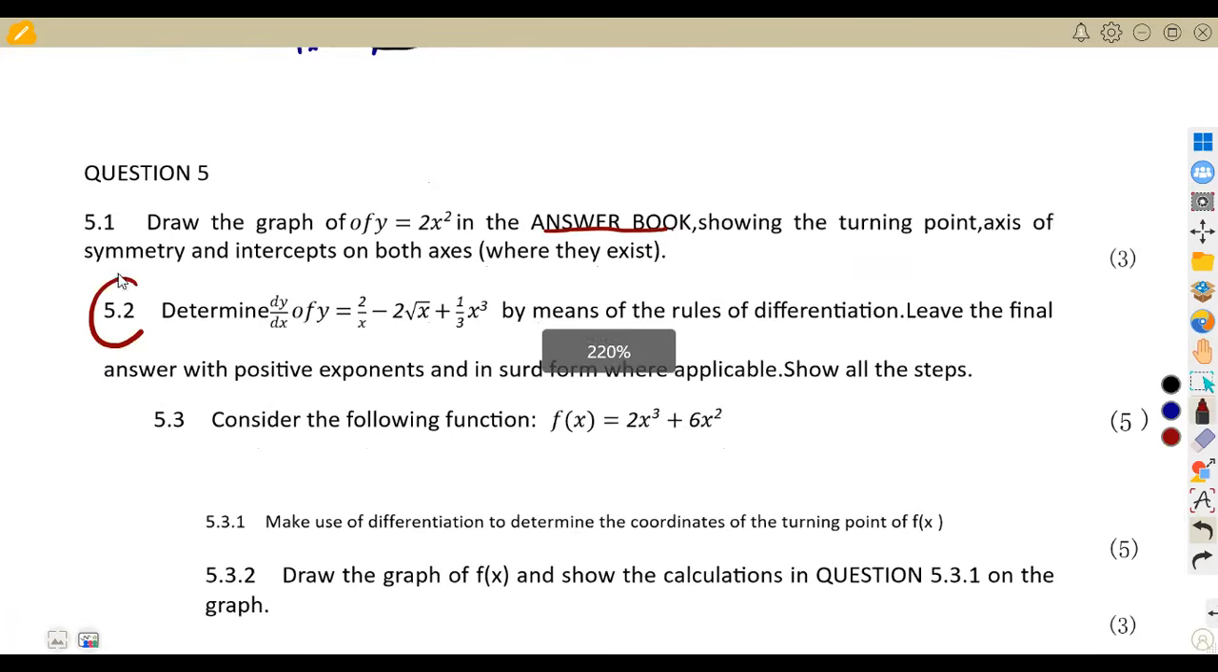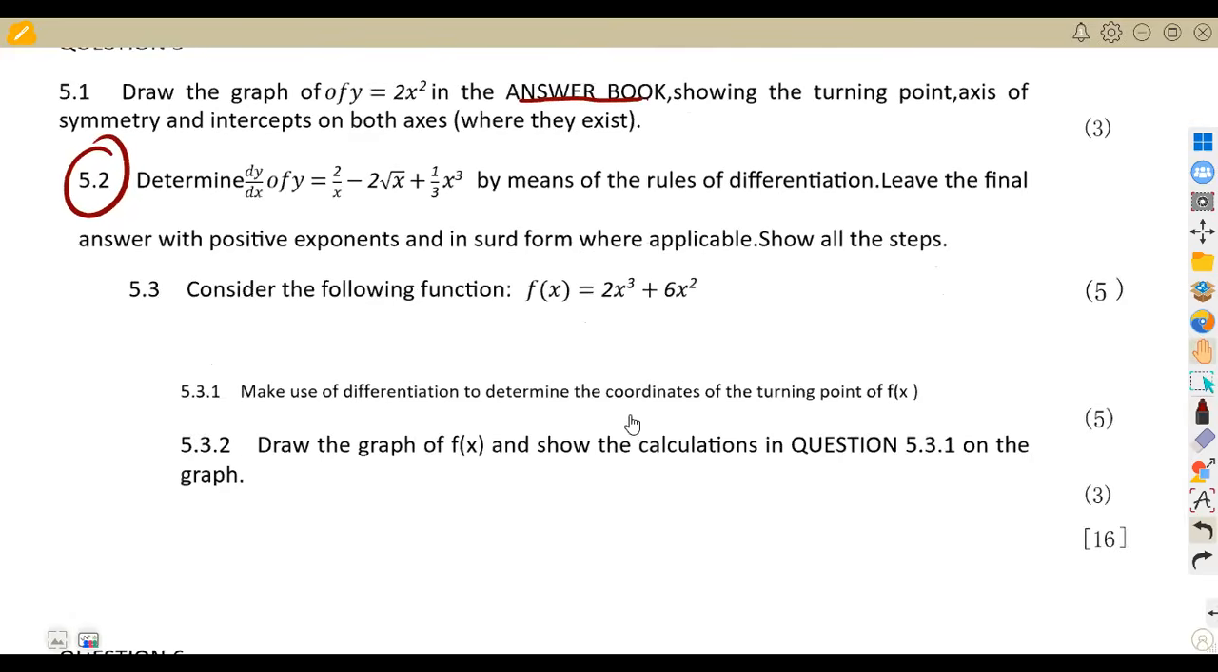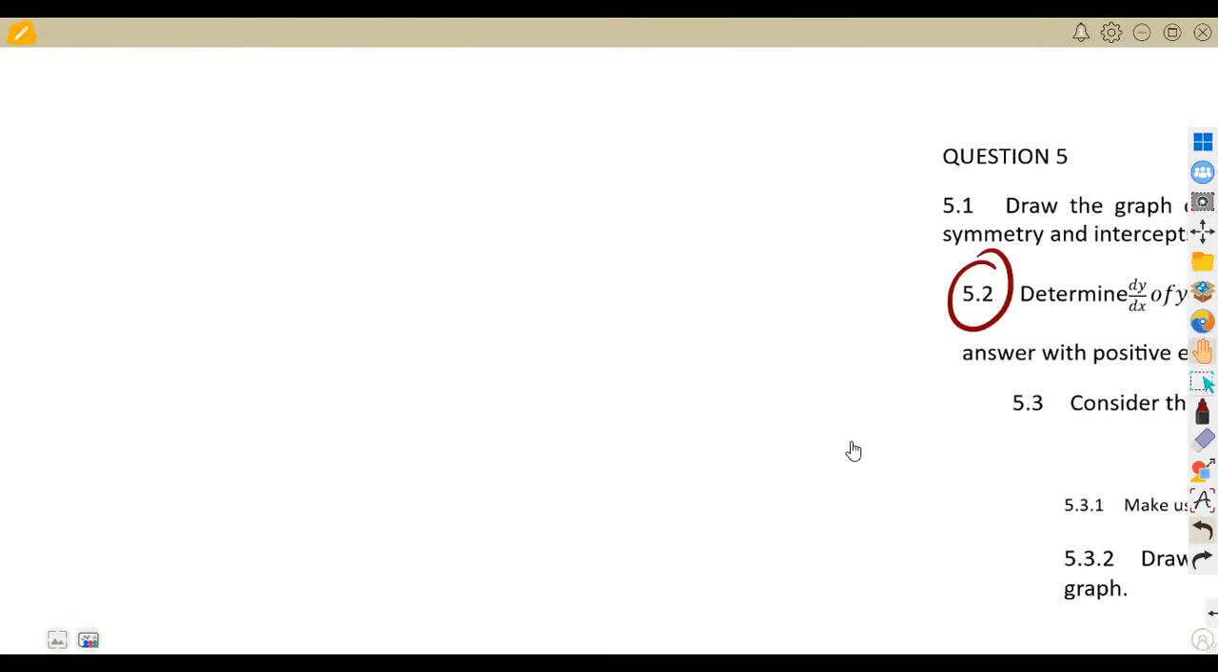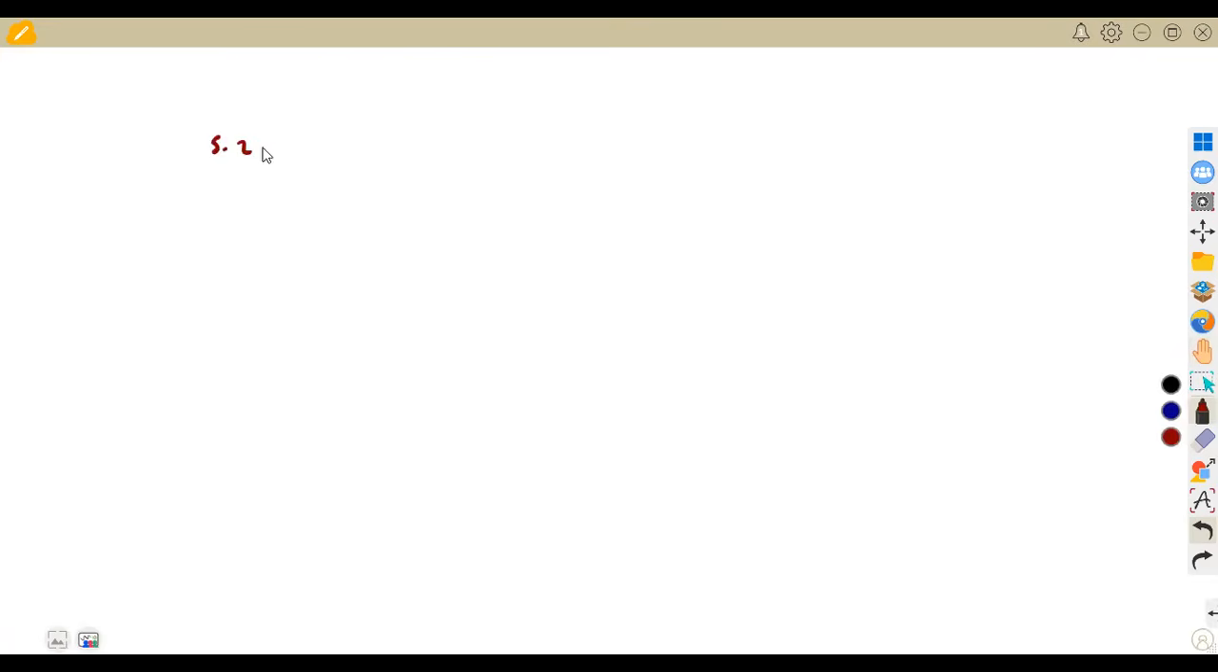5.2, we are asked to determine dy/dx, given that y is equal to this expression, by means of the rules of differentiation. Leave the final answer with positive exponents and in surd form where applicable, and show all the steps. So on this one, we're given that y is equal to 2 over x minus 2 the square root of x plus 1 over 3x to the exponent of 3.